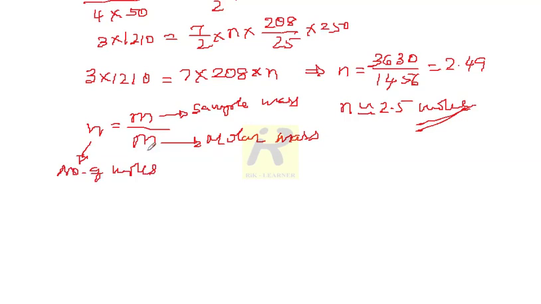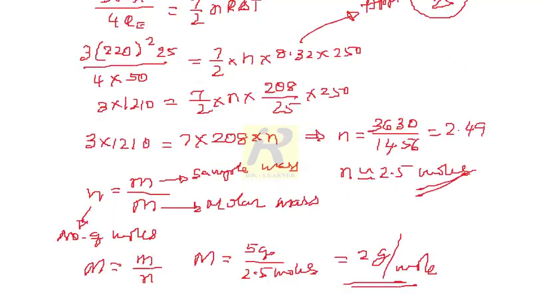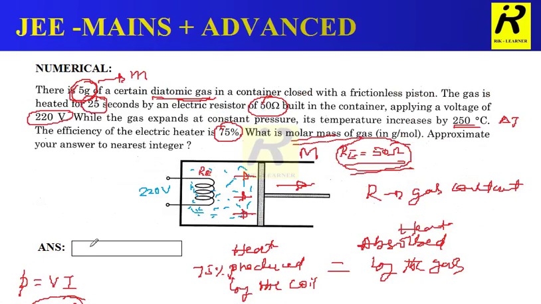And now I need this capital letter M. This capital letter M is small letter m divided by n. So capital letter M equals how much gram has been taken, which is 5 gram, divided by the number of moles we obtained here, which is 2.5 moles. So definitely this equals 2 gram per mole, right? This is the answer. So here in the bracket what we must write is gram per mole. So molar mass is 2. Okay, so this should be written here in the answer box.